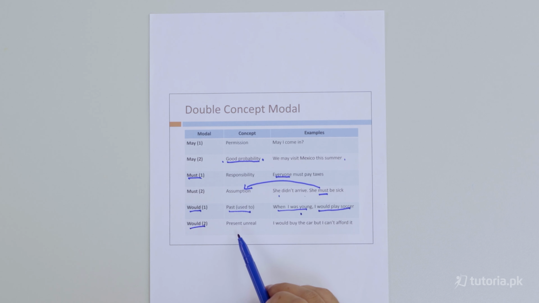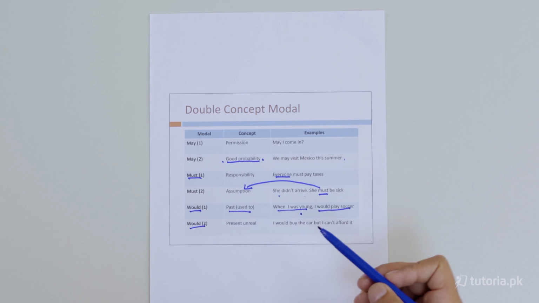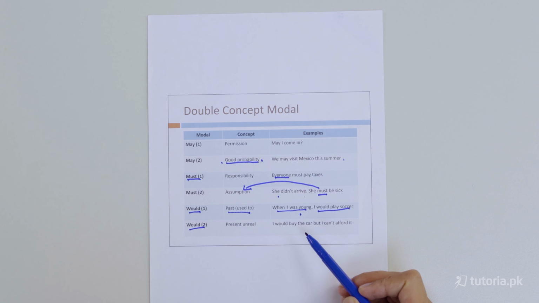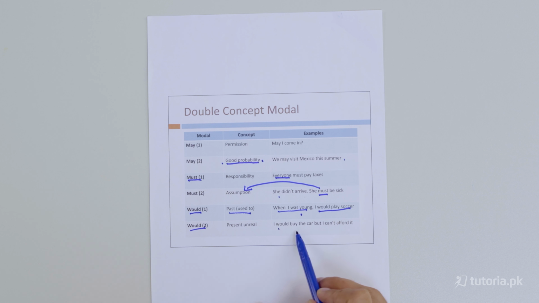The second concept of would is present unreal, or something which is in the present but is not possible. For example, I would buy the car but I can't afford it. He would buy the car if he had much money. So buying the car is approximately impossible for this man, because he can't afford it. That's why would is being used here.